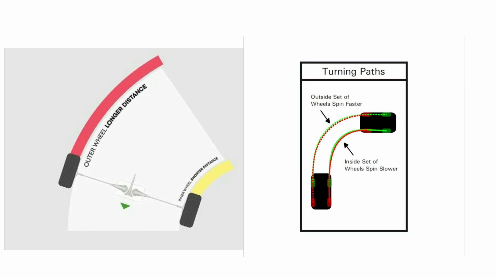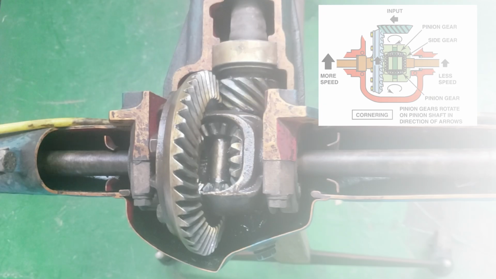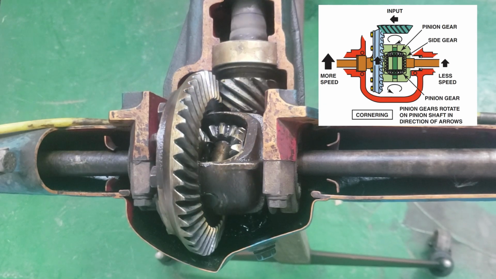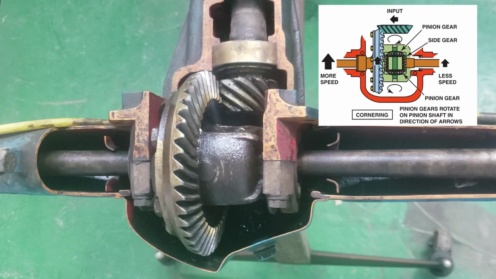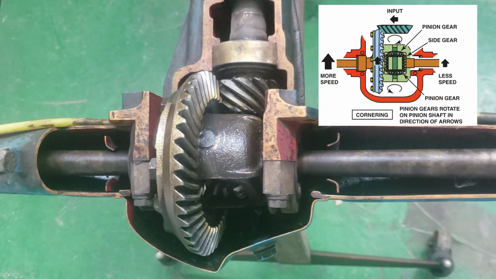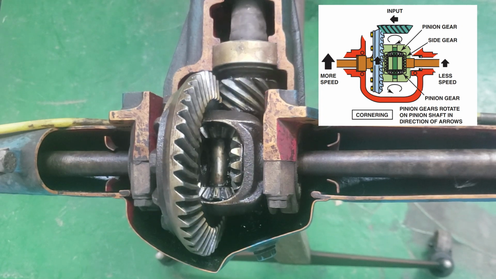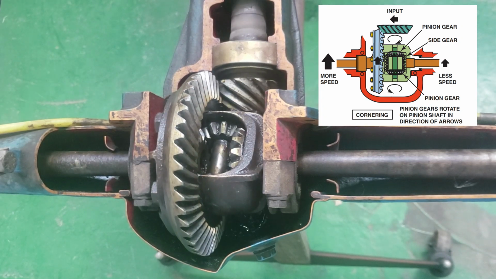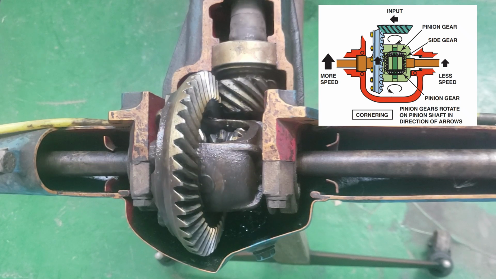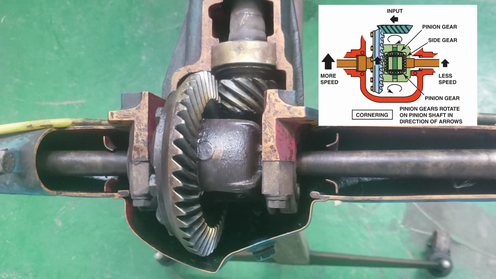Whenever any vehicle makes a turn, the outside wheel must travel a greater distance than the inside wheel. A differential is a mechanical addition and subtraction assembly. By splitting the engine torque to the drive wheels when the vehicle is turning a corner, the torque forces cause the side gear and pinion gears to subtract torque from one side and add torque to the opposite side.